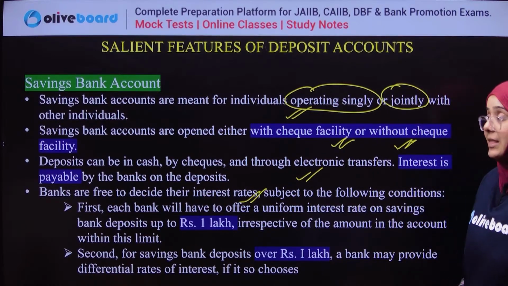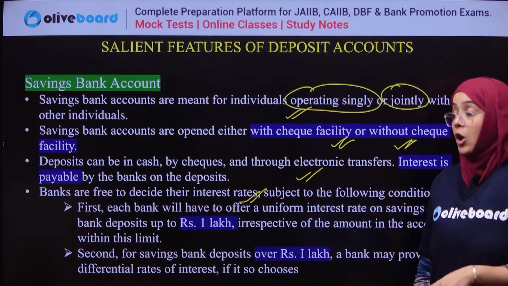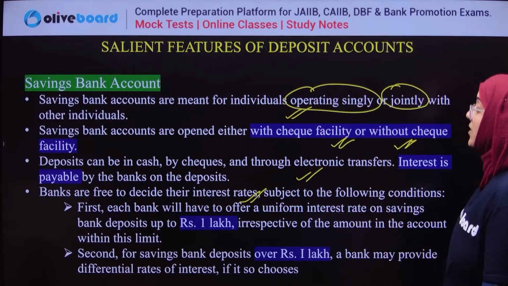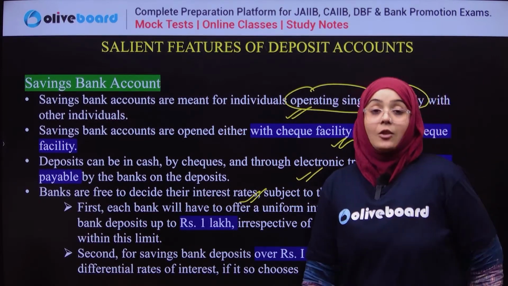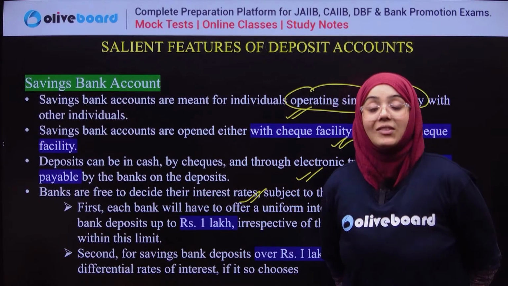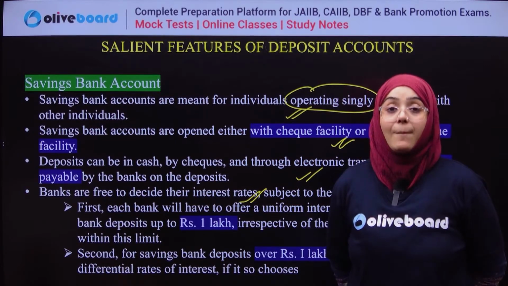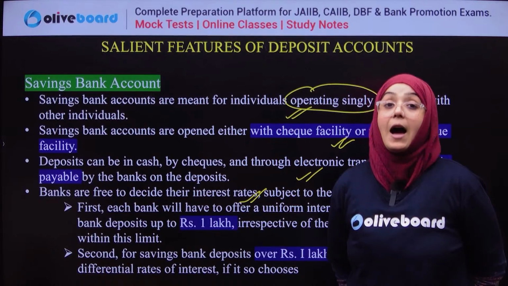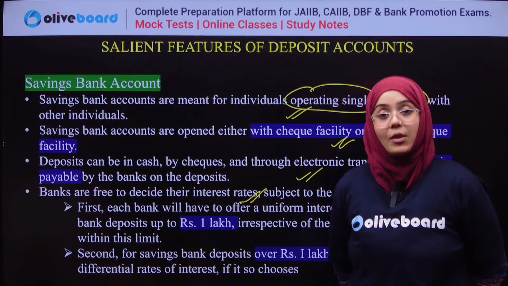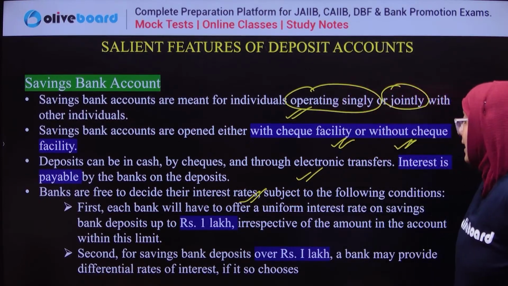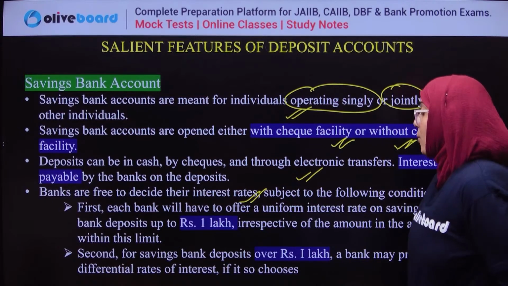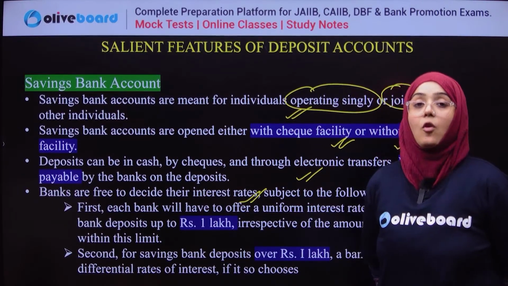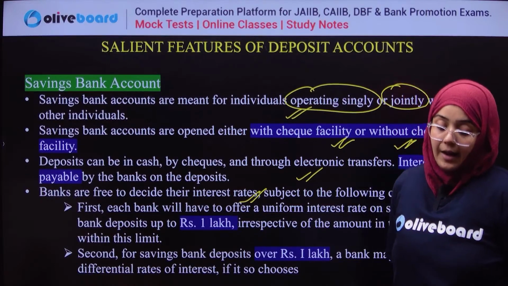Next, there is some regulation. Every bank will have to offer a uniform interest rate up to rupees 1 lakh. So there is a uniform interest rate for every bank. For a deposit of 1 lakh, they have to give the same interest rate everywhere. And above 10 lakh, a bank may choose to provide a differential interest rate for the customer.